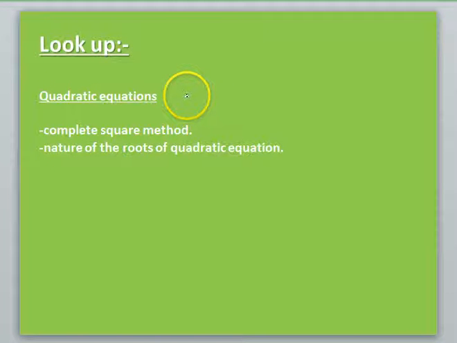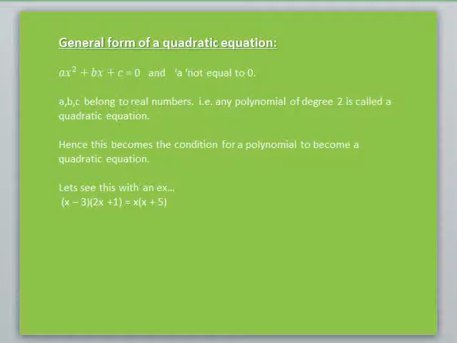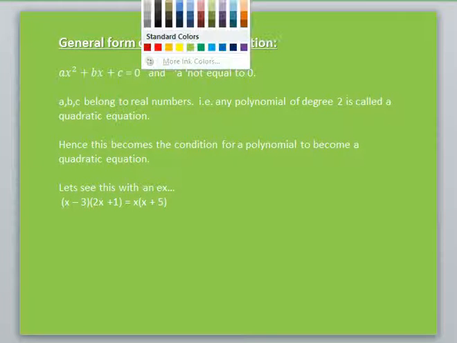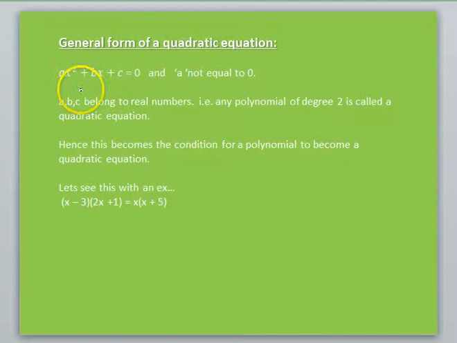Hi, I'm Mithilesh. Today we're going to look up quadratic equations, the complete square method, and the nature of roots of a quadratic equation. General form of a quadratic equation. The general form of a quadratic equation is ax squared plus bx plus c is equal to 0 and a not equal to 0. a, b, c belong to real numbers.